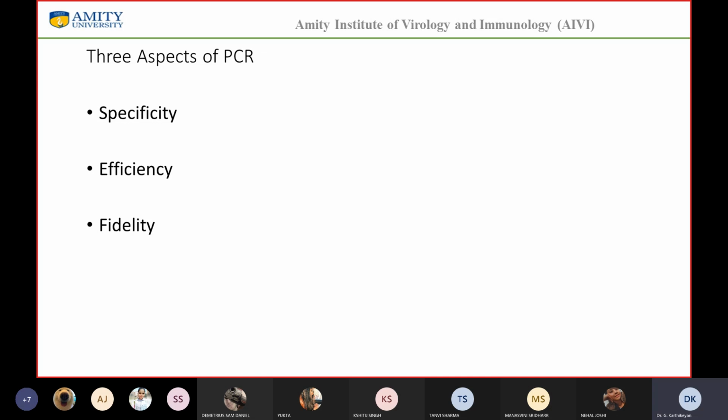When people go for paternity testing, which is so common in India, when two different parents claim the ownership of a baby, then paternity testing is done, and there it is extremely crucial to have extremely high fidelity enzymes.